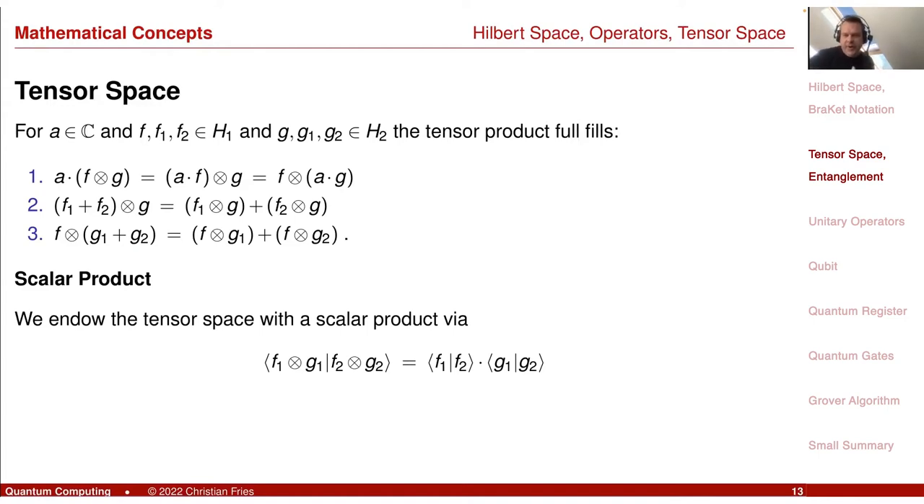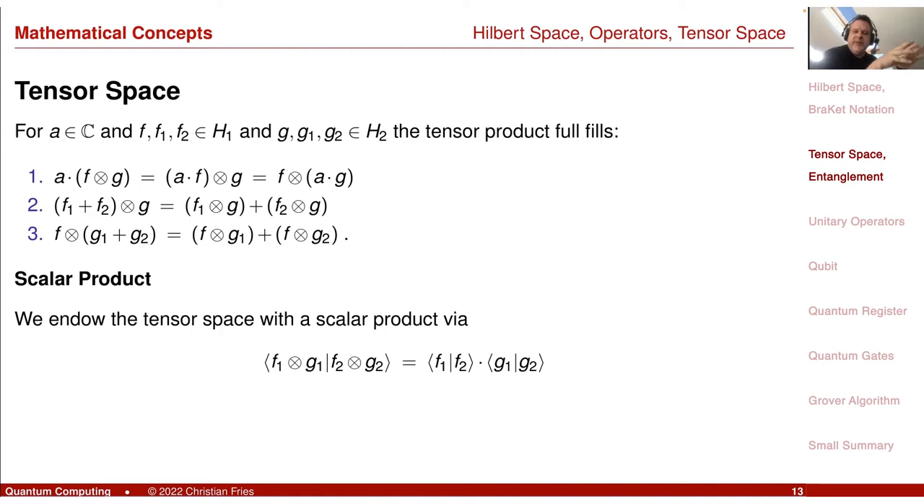We have certain obvious rules in this tensor space. If I multiply one element with a scalar, then I can move that factor in front, and it's also the same as multiplying another element. So I have some distributive laws on how to operate. And I can also define a scalar product. If I have F1 tensor product G1 and F2 tensor product G2, then I just define the scalar product as the product of the individual scalar products.